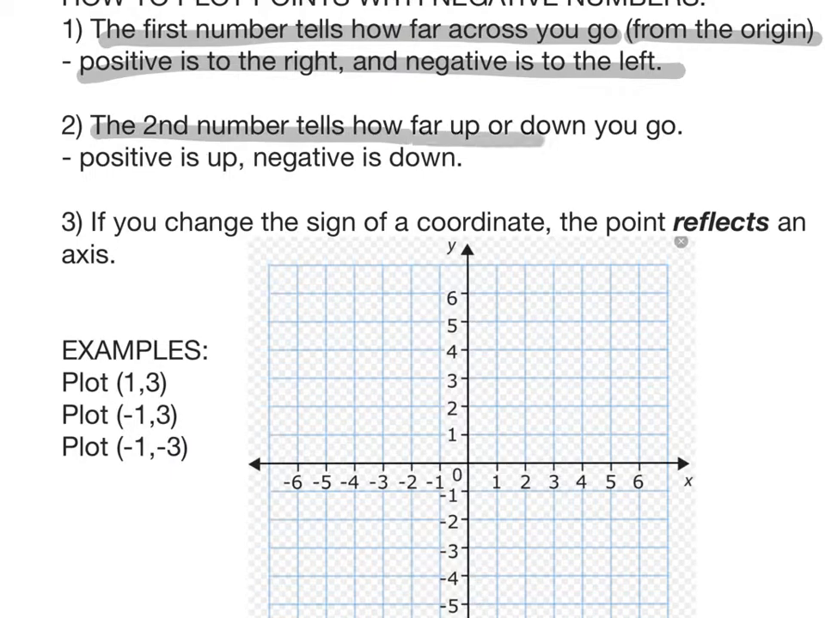The second number tells you how far up or down you go. Positive is up and negative is down. And we'll worry about this last one when we get to it.